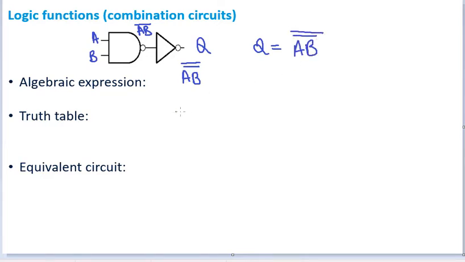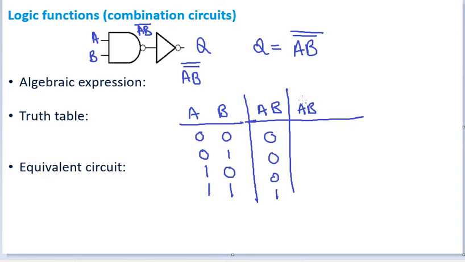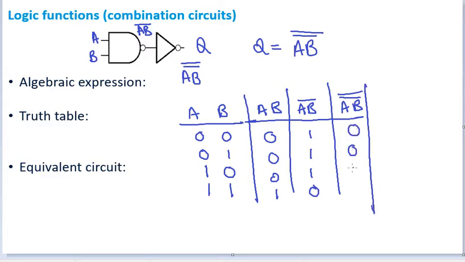If I draw out my truth table for this, so A, B, you have to break this down into steps. So my first step is I AND it, and I get 0, 0, 0, 1. My next step is I take my A, B, and I NOT it, and I get 1, 1, 1, 0. And then my final step is A, B, NOT NOT. And this takes me back.